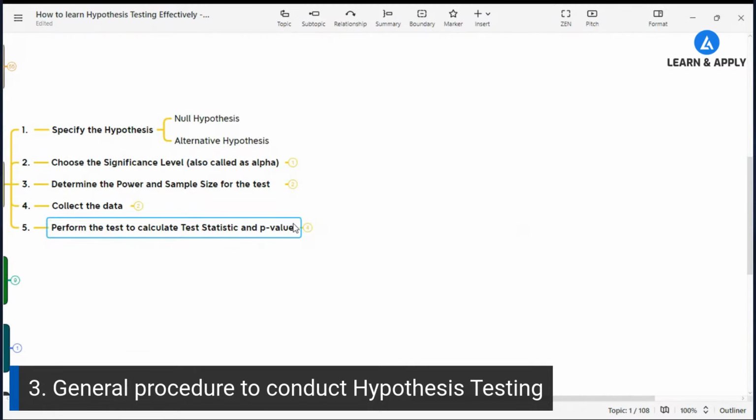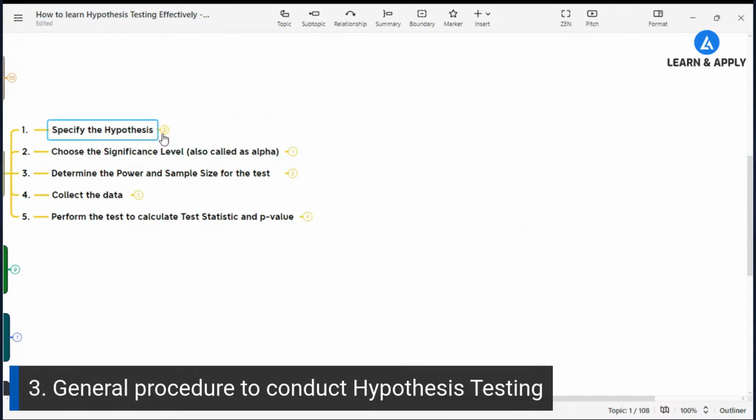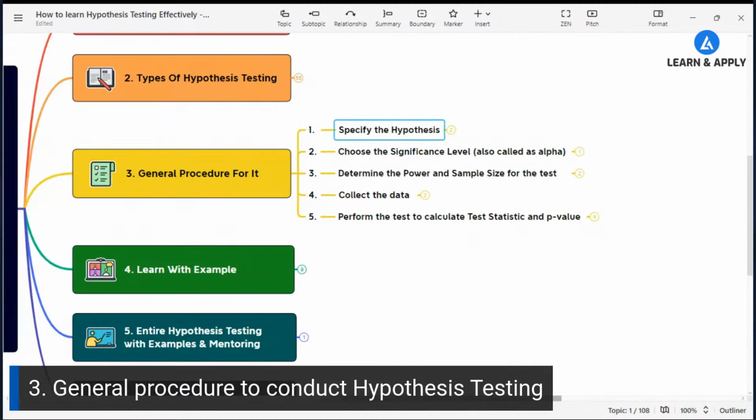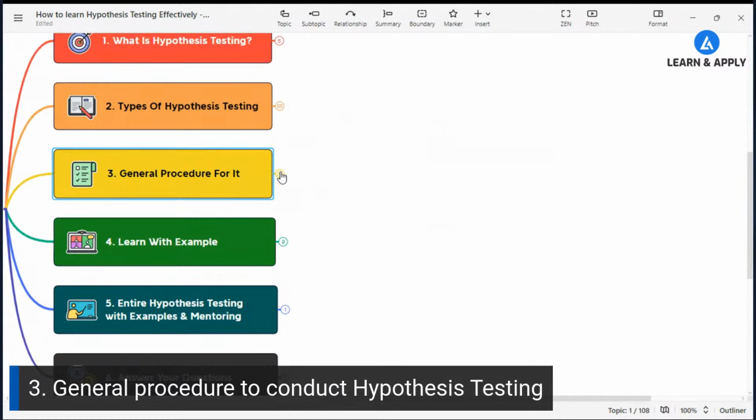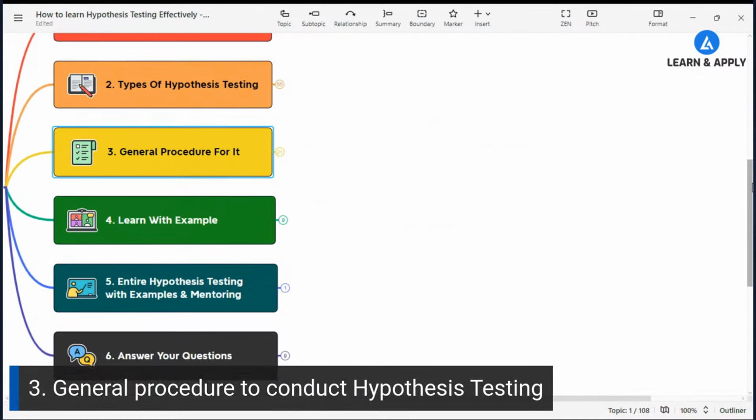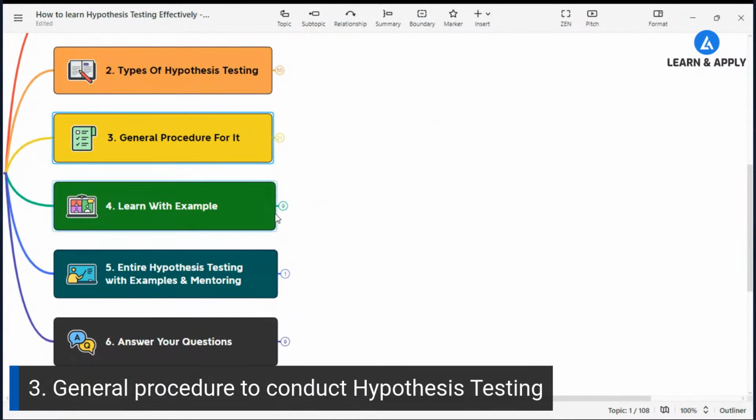So these are the five important steps that we need to follow while performing hypothesis testing in real life. Okay, is this clear? Any questions till this point? Okay, now let's go to the example part.